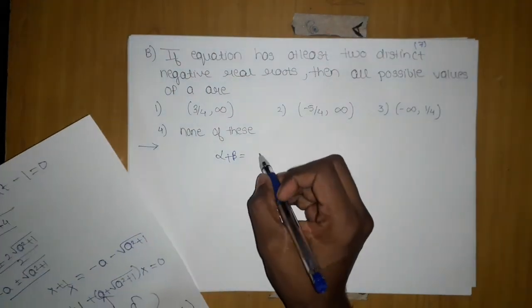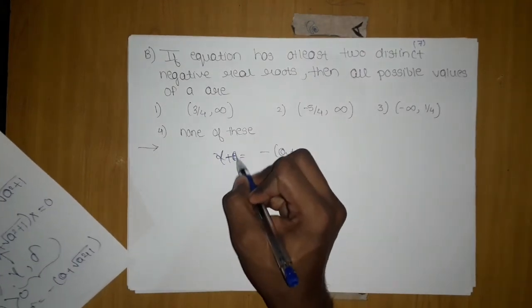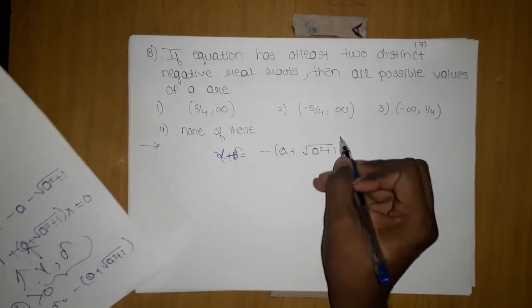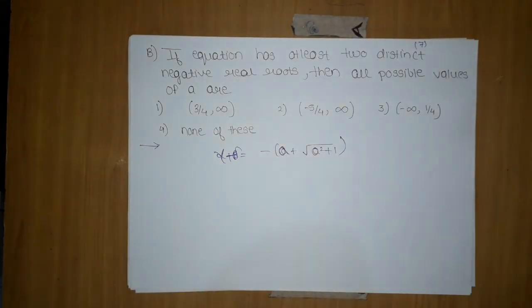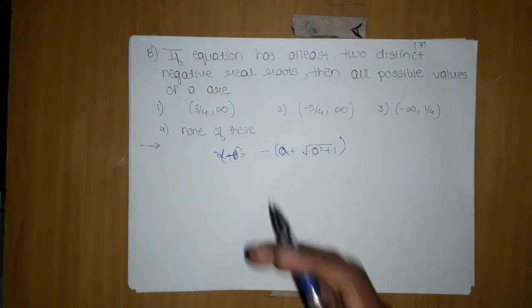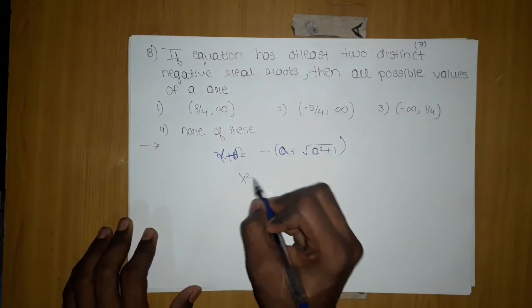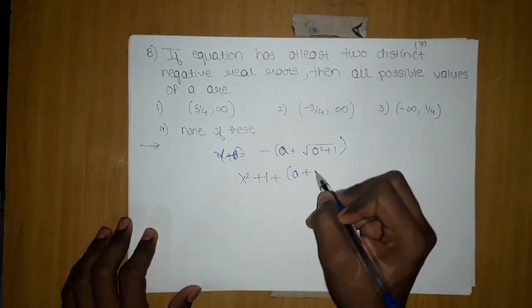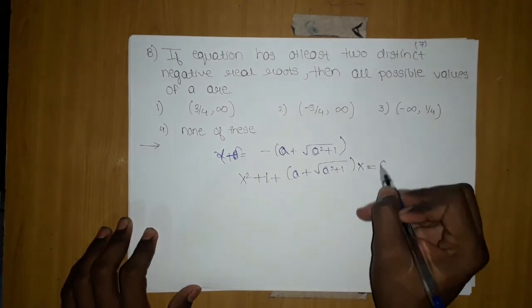So alpha plus beta is negative in this case. Sorry, this was gamma plus delta. It is negative. It is a plus under root a square plus 1, that is, a square minus a plus under root a square plus 1. It is negative and the sum should be negative. So we will consider this equation only. From this only we will get our answer, plus a square, a plus under root a square plus 1, into x should be equal to 0.